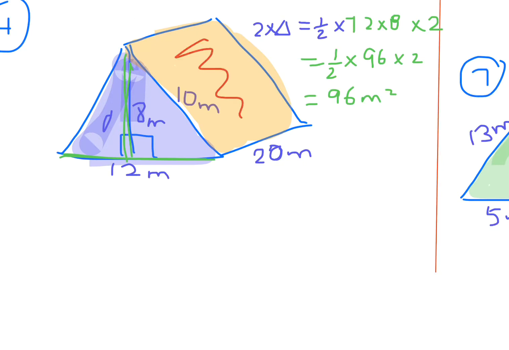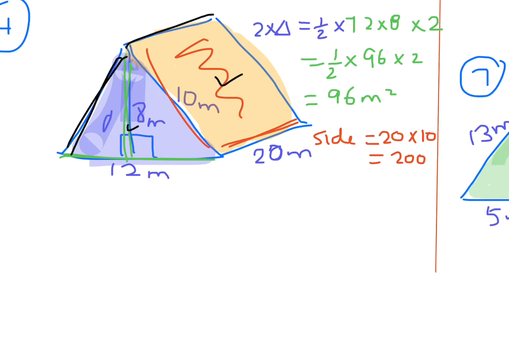So if you do this side here, that would be 20 times 10. So 20 times 10 is 200. And then I've done the triangles, and I've gone this side. I have to do this side down here. So that's another 10 times 20.